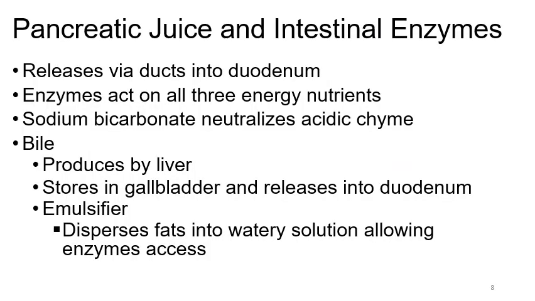Pancreatic juice and intestinal enzymes release through the ducts into the duodenum. The duodenum is the first of the three sections of the small intestine. Enzymes act on all three energy nutrients. Sodium bicarbonate neutralizes the acid chyme. Bile, again, is produced by the liver, stored in the gallbladder, and released into the duodenum. The emulsifier, bile, breaks down the fat, so it disperses the fat into watery solution, allowing enzyme access. Because if the fat is too big, it's hard to break down, so it's easier for it to be broken down already before it gets broken down more.